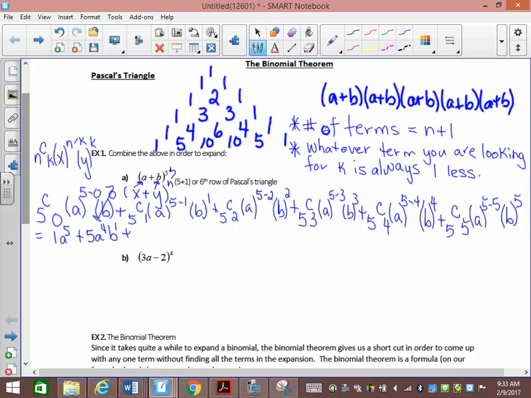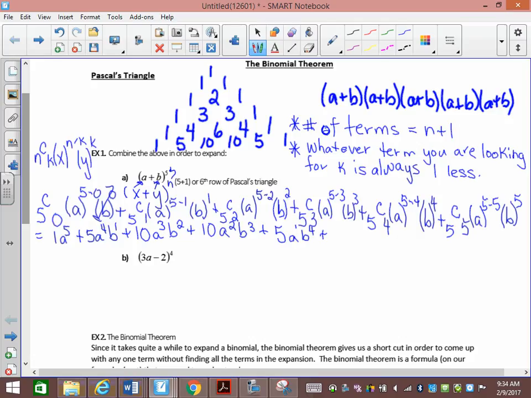5 choose 2 is 10. A to the 3, 5 minus 3, b to the 2. Plus 5 choose 3 is the same as 5 choose 2, are they not? Remember, because it's the difference between the two. So it's 10 again. A to the 2, b to the 3. 5 choose 4 is 5. A to the 1, b to the 4.